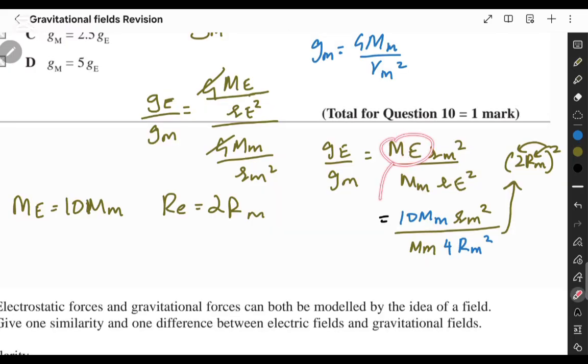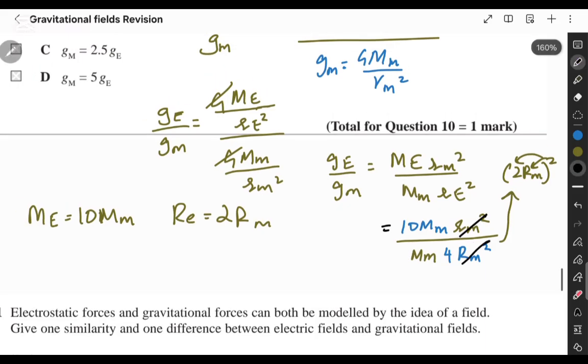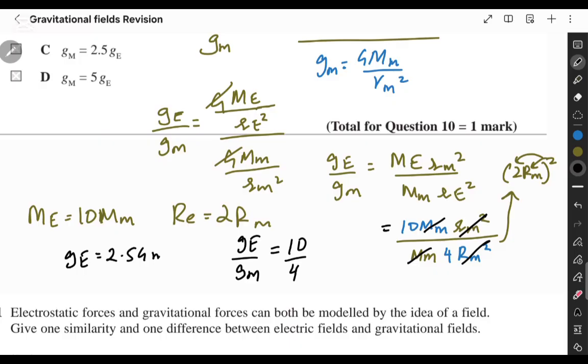So the mass of Earth has been replaced by 10 times the mass of Mars, and then the radius of Earth squared has been replaced by 4 times the radius of Mars squared. The reason why it's 4 is because, remember, it's 2 times the radius of Mars, so when you square it, it becomes 4. Okay? I hope I wasn't too quick. So then you're going to cancel the values out. These two are going to get cancelled, and you're going to get 10 by 4 is equal to GE over GM. So that's going to be GE is equal to 2.5 GM.